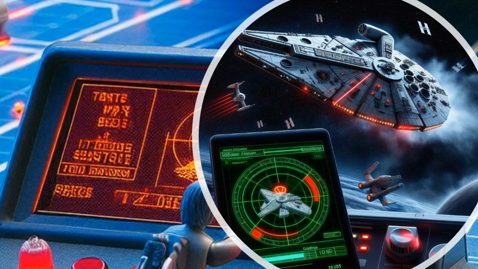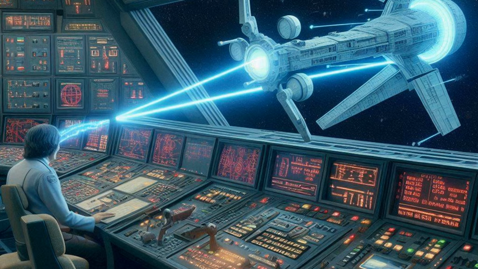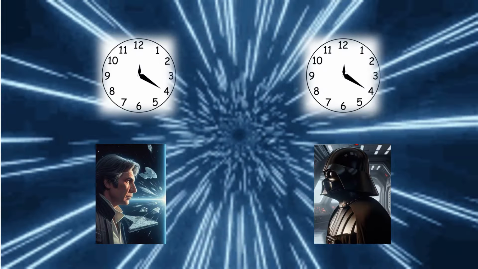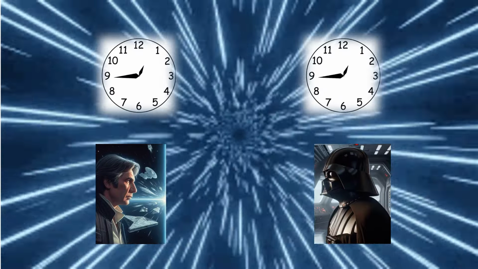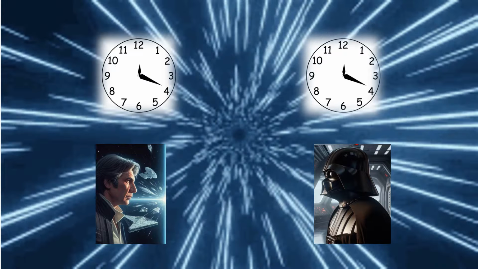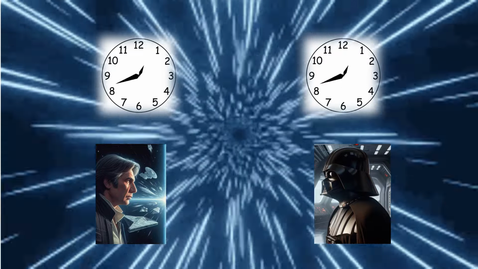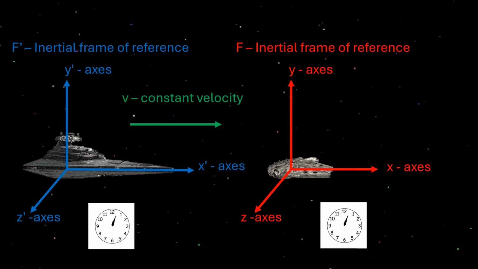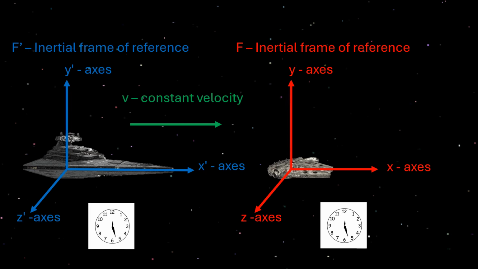The guidance computer needs to be able to target the Falcon. What are the equations needed to be able to program the computer? In this scenario, we're going to use the Galilean Transformations to figure out how measurements in these frames relate to each other. Remember, in classical physics, time ticks uniformly everywhere, and spatial axes remain unchanged between observers. We'll assume that the Millennium Falcon and Star Destroyer are moving in the same direction at a constant velocity.